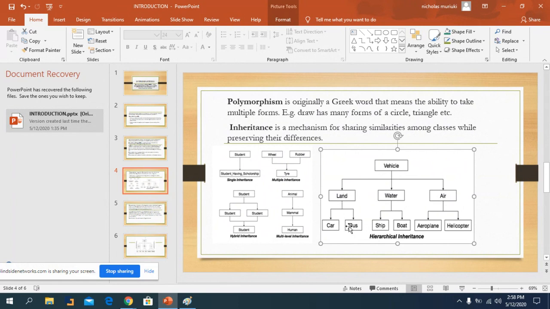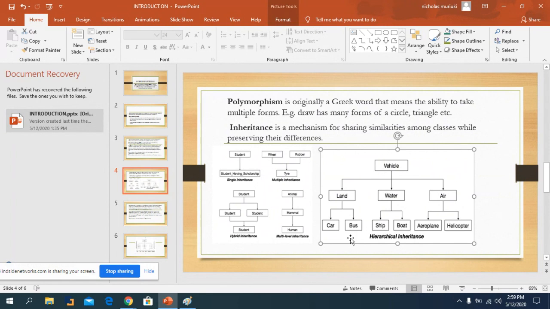But for this case, if you look at this, we are looking at a single entity presentation. That single entity presentation is where we are saying a car cannot move on water, a ship cannot move on land, a ship cannot move on air. So for this case, all of them are vehicles. So we have one main class, which we are calling a superclass.